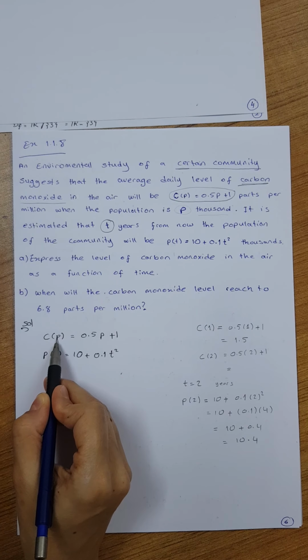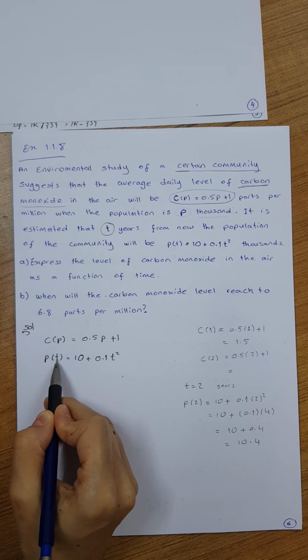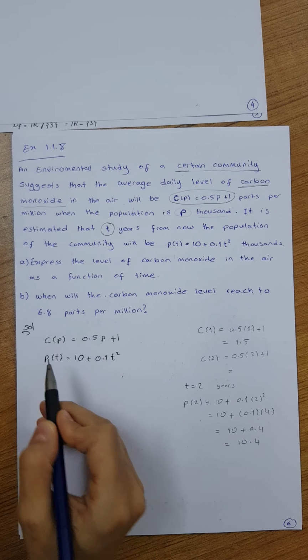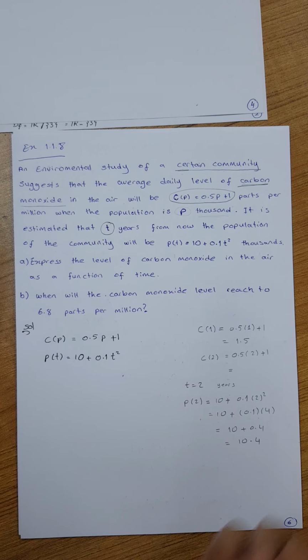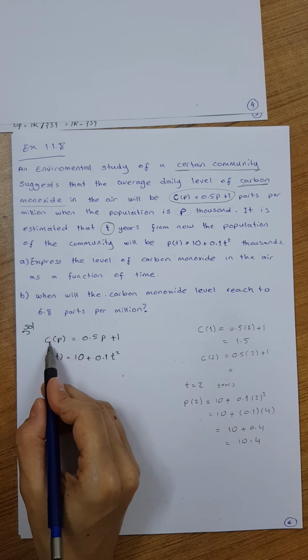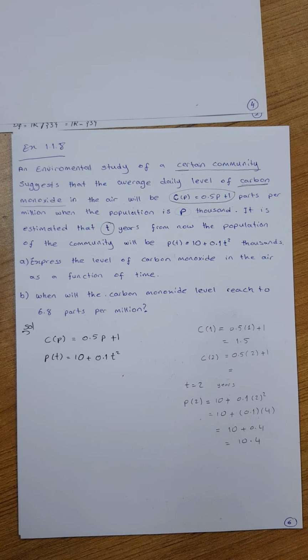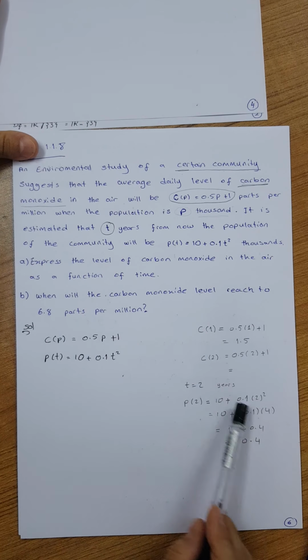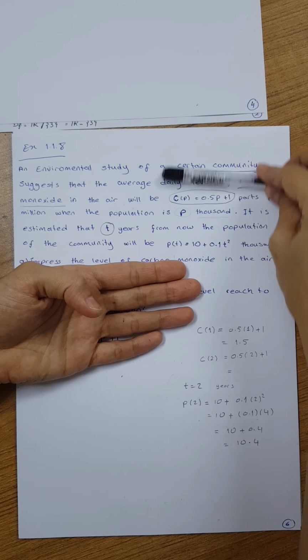Okay, the P is population in thousands, and population in thousands is given depending on time. Of course, the population changes depending on time. This year is different from next year. And carbon monoxide level is depending on the population. If the population is 1,000, it's different from 2,000 and so on. So we haven't done anything yet. We have only analyzed that part of the question.